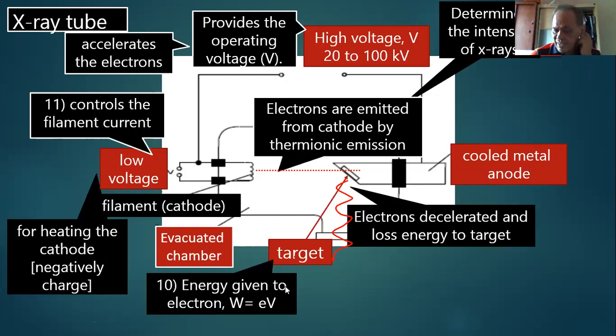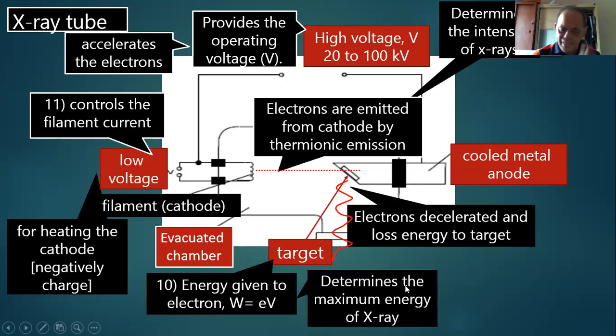And the energy given, that is the maximum that can be given to the target, is depending on the voltage you use here. There's a charge on electron, there's a potential difference across the field. Okay, so this determines the maximum energy of the X-ray. Cannot go more than that because you are the one who supply the operating voltage. So that voltage determines the maximum kinetic energy of the electron and determine the maximum energy of the X-ray.